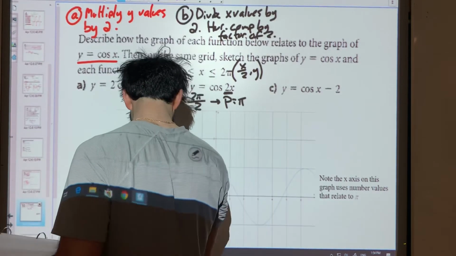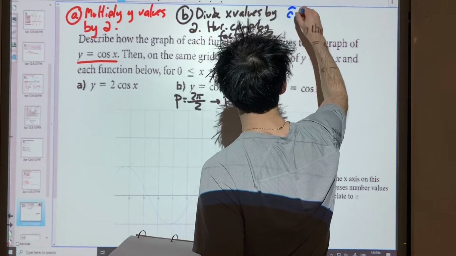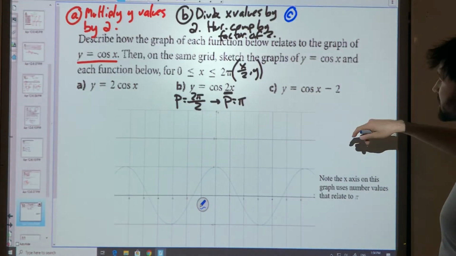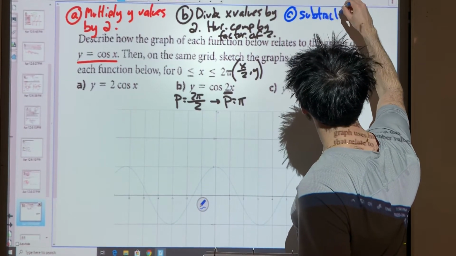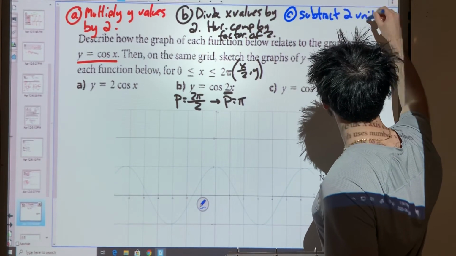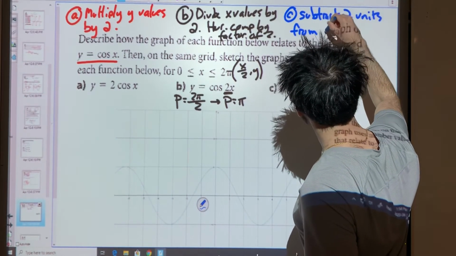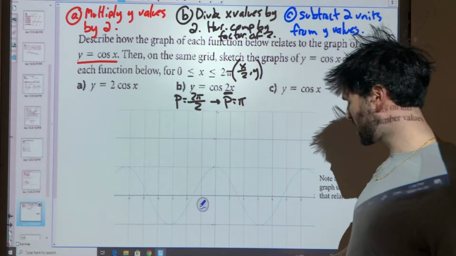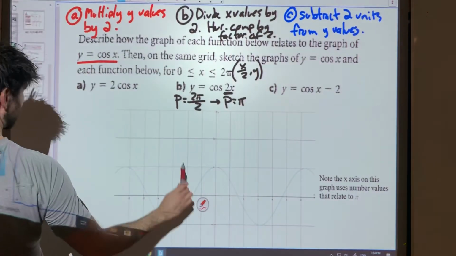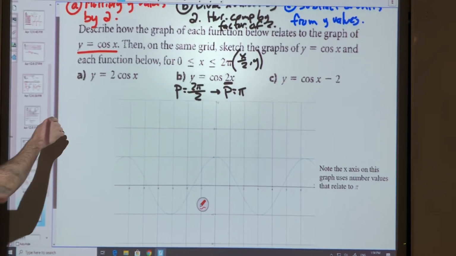Last one, I guess we'll do in blue. So this is cos x minus 2. So this is going to be subtract 2 units from the y values. That's what's going to happen. All right, let's do it. Going back to A, this one right here. So we're multiplying the y values by 2.